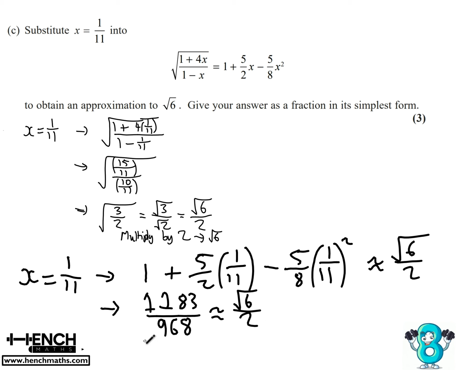And so therefore, if we times it all by 2, we're going to get 1183 divided by 484. Just double check that, multiply that, you get 968. Yes, and so that's approximately equal to root 6. As a fraction in the simplest form, we get root 6 is approximately equal to 1183 divided by 484.